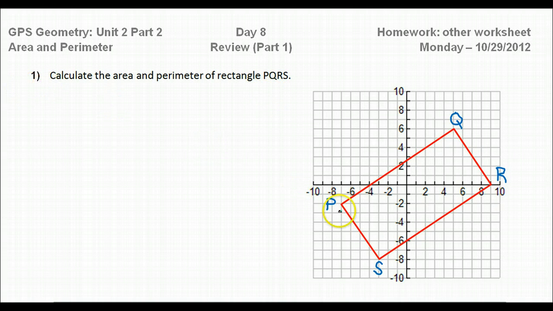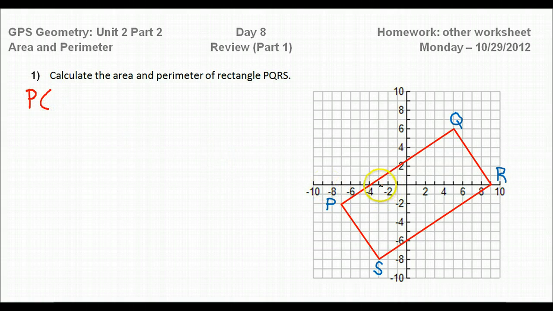In problem number 1, we are given this rectangle on a graph, and we are being asked to find the perimeter and the area. Well, to do either one of those things, we need to know the lengths of the sides. So we're not given the coordinates, but it's on a graph, so we should be able to know what these coordinates are pretty easily. So let's find some coordinates.